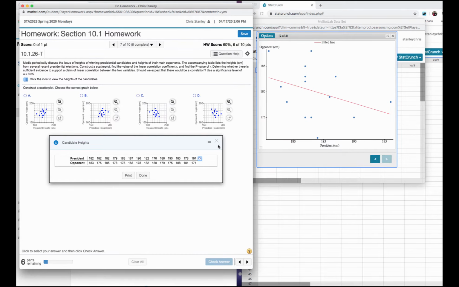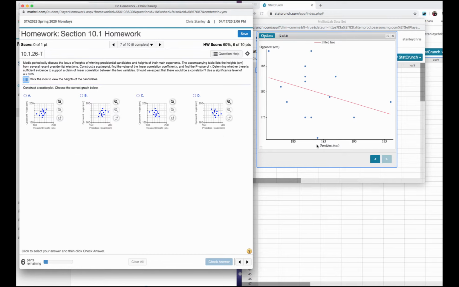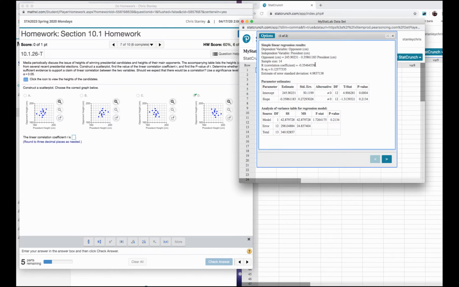Okay, here we go. This looks better. So as the current president's height was getting taller, their opponent's was getting shorter somewhat, because that line's going down. So I have this point sitting over here and this point, so it looks like it's D again. I don't know if that's always the same, but okay, same old, same old. A little bit of a negative.